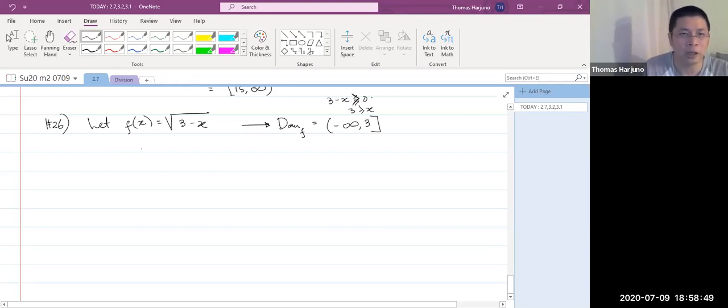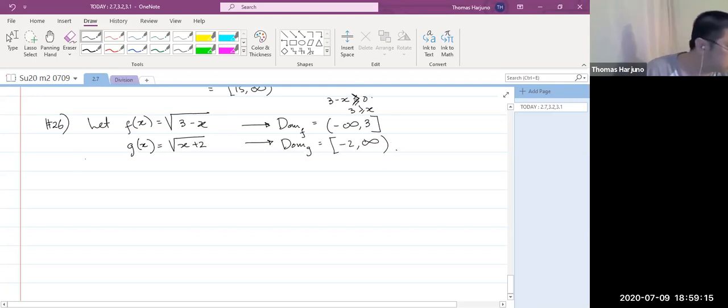And for g(x), we have the square root of x plus 2, whose domain of g is negative 2 up to infinity. Okay, now suppose, for example, the question is, I ask, what is the domain of f plus g of x?